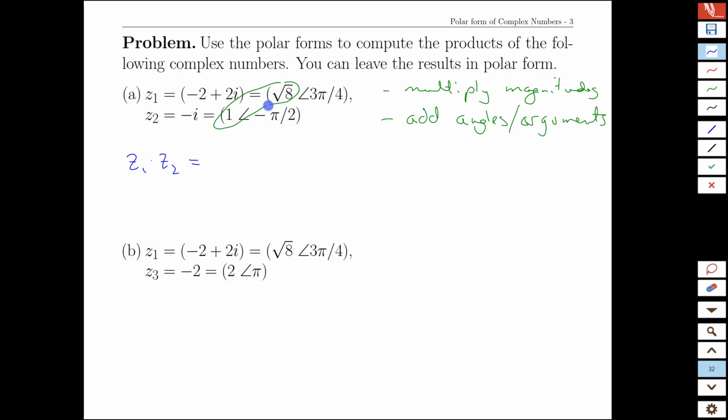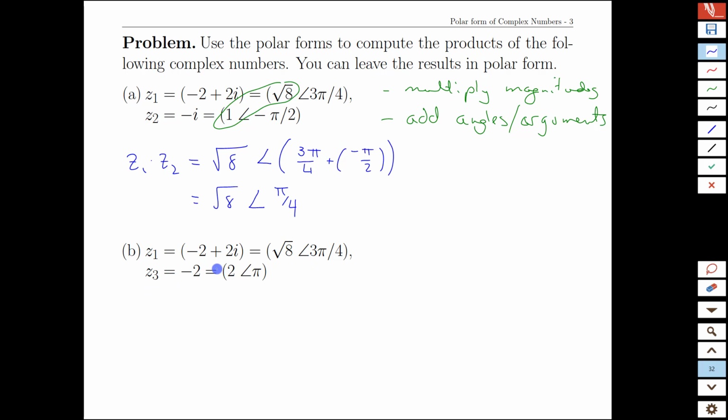What does that look like here? That's going to be the square root of 8, and then the angle, here we did it as negative pi over 2 plus the 3 pi over 4. I'm just going to put that in brackets here. 3 pi over 4 plus the negative pi over 2, all of that together is going to equal root 8 with an angle of pi over 4. So that was a fairly straightforward process.